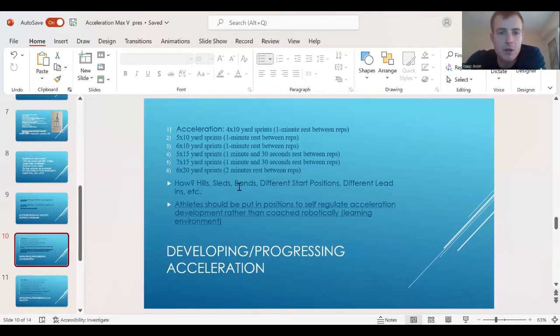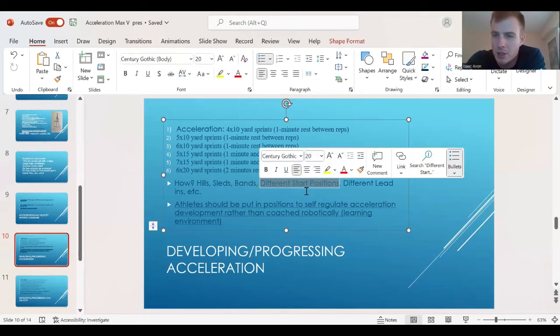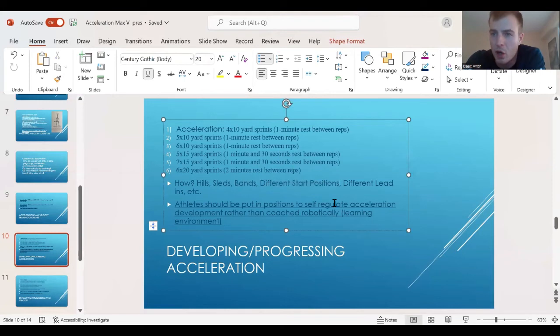How about hills, sleds, bands, different start positions, which I think is super important: starting in push-up position, half kneeling, stuff like that, working on projection. That's what we're really working on here, is if you can give a constraint for how they start and force them to project differently into the ground, that's a lot better. Different lead-ins.